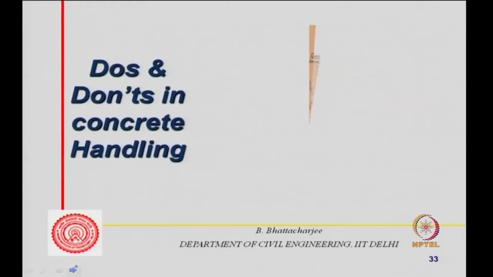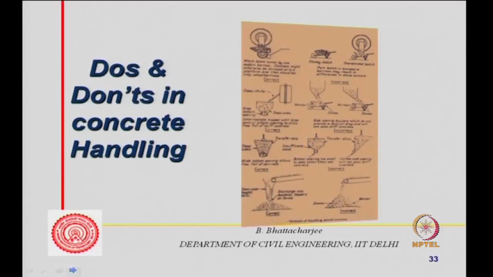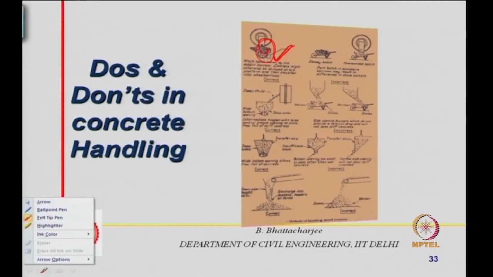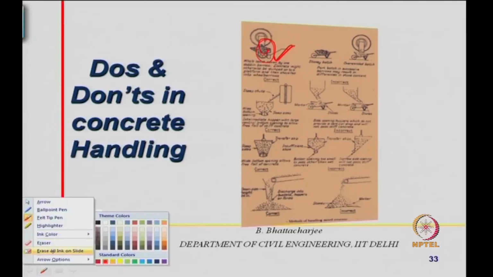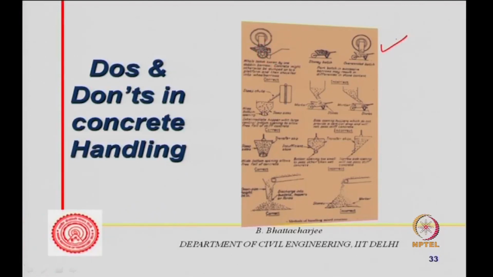Lastly, some do's and don'ts with concrete to end our discussion on transportation. For example, this diagram shows if it is a small mixture, you should put the full load onto the barrow. Unlike in this case, this is not the best thing to do, this is not desirable: half load onto the barrow, half load on another barrow. This will have a stony batch, this will have more paste, more mortar.